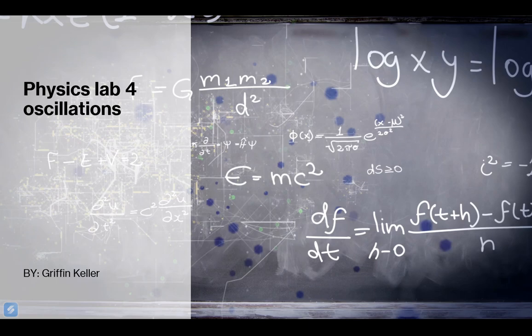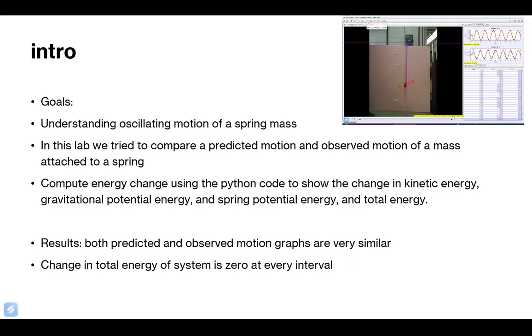And this is my physics lab for oscillations presentation. So the goals of this lab were to understand oscillating motion of a spring mass. To do that, we compared the predicted motion and observed motion of a mass attached to a spring.